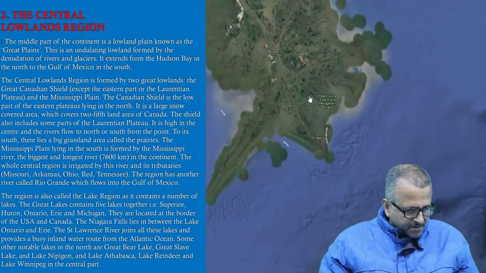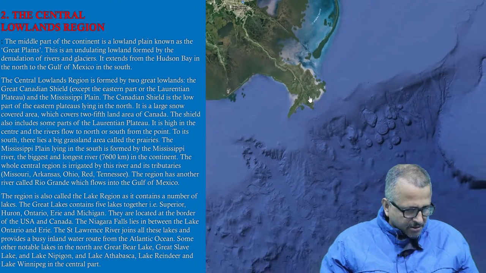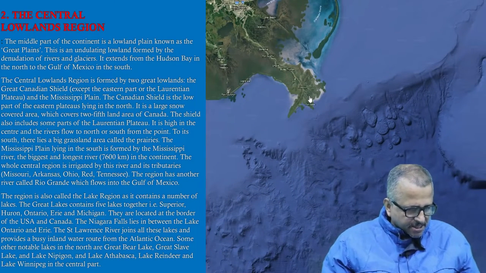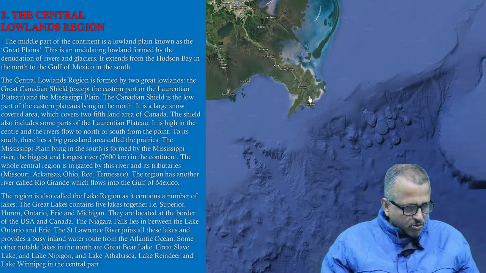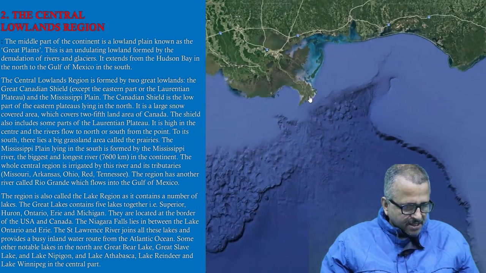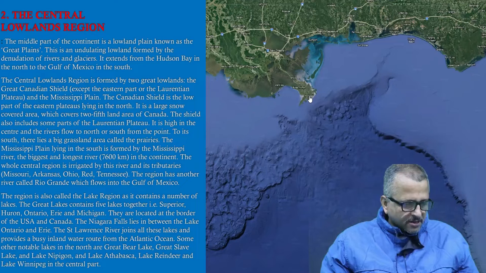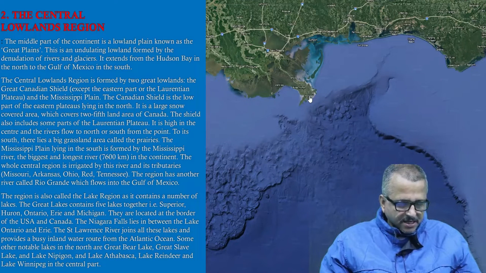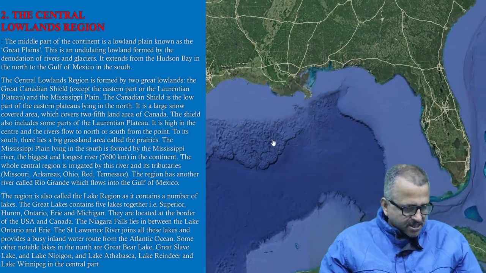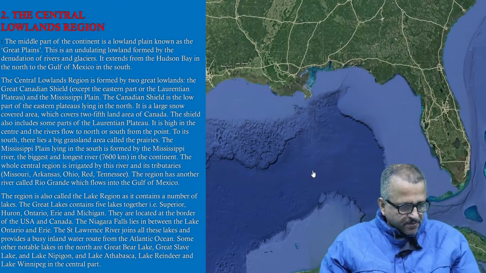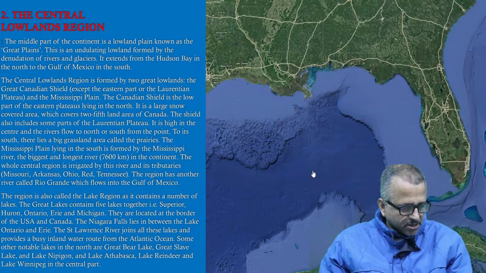Beside the Mississippi, it is the biggest and longest river, that is 7,600 kilometers, the biggest and longest river of this continent. The whole central region is irrigated by the rivers and their tributaries. Let me tell you about the Missouri, Arkansas, Ohio, Red, and Tennessee. These are the rivers. These regions have another river called the Rio Grande, which originated from the high hills of the Rockies and empties in the Gulf of Mexico.